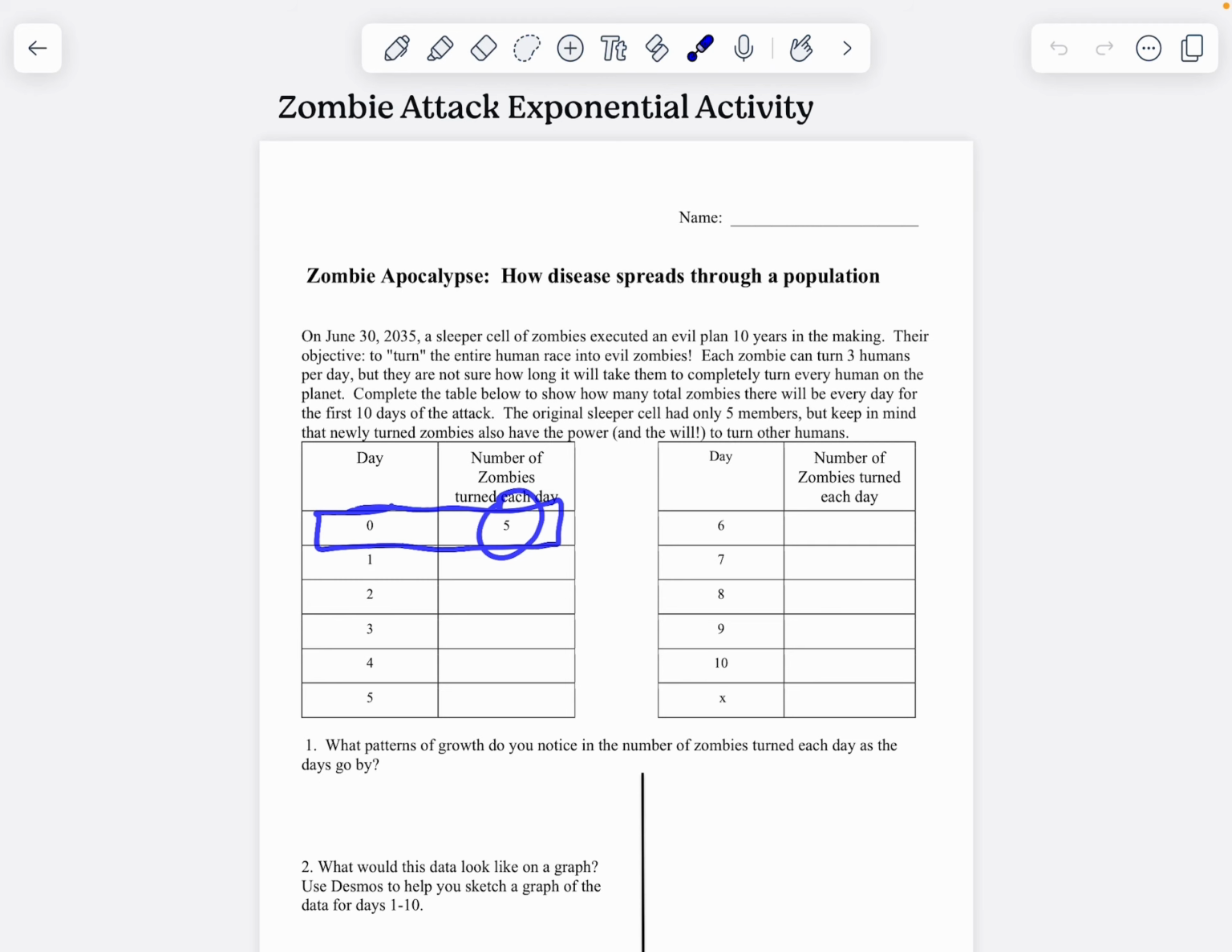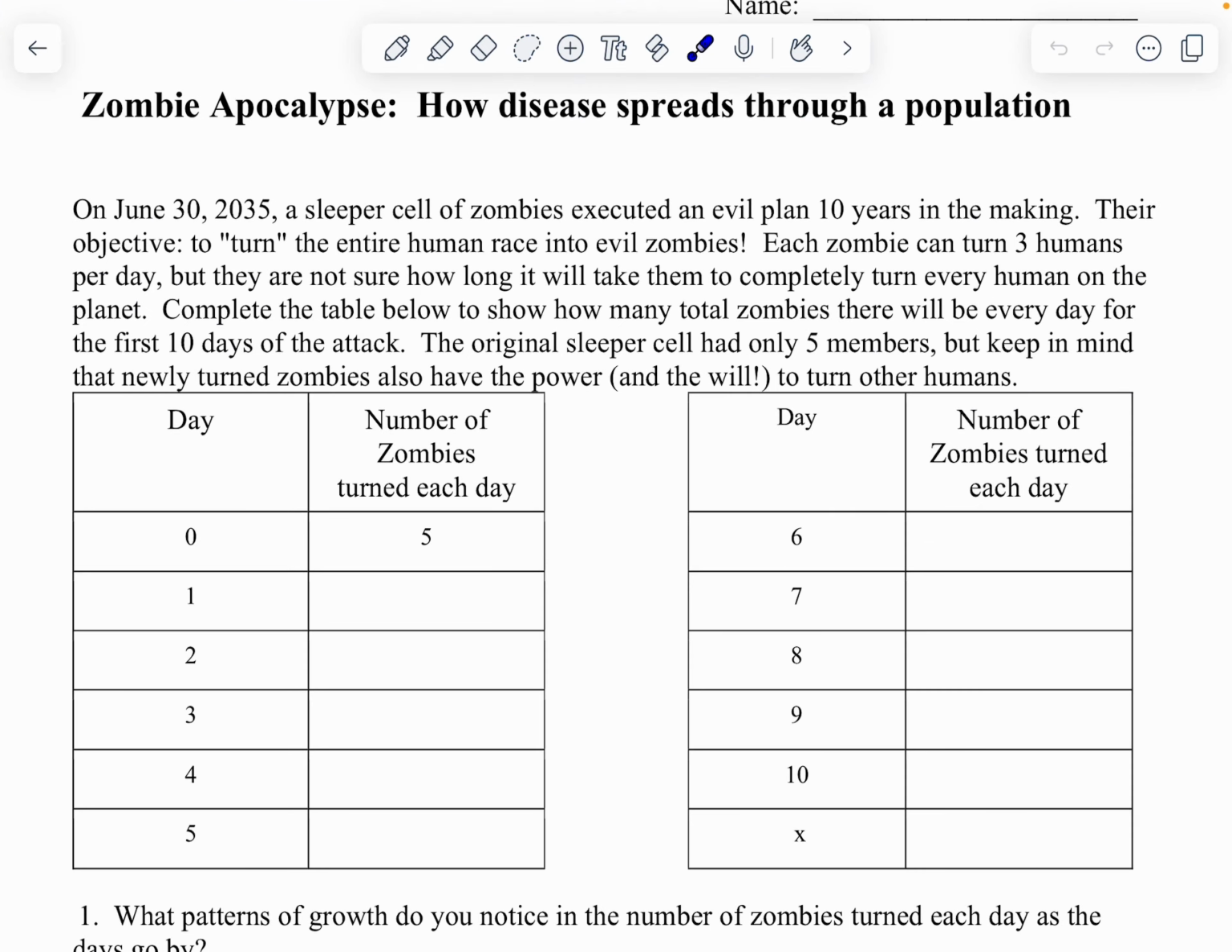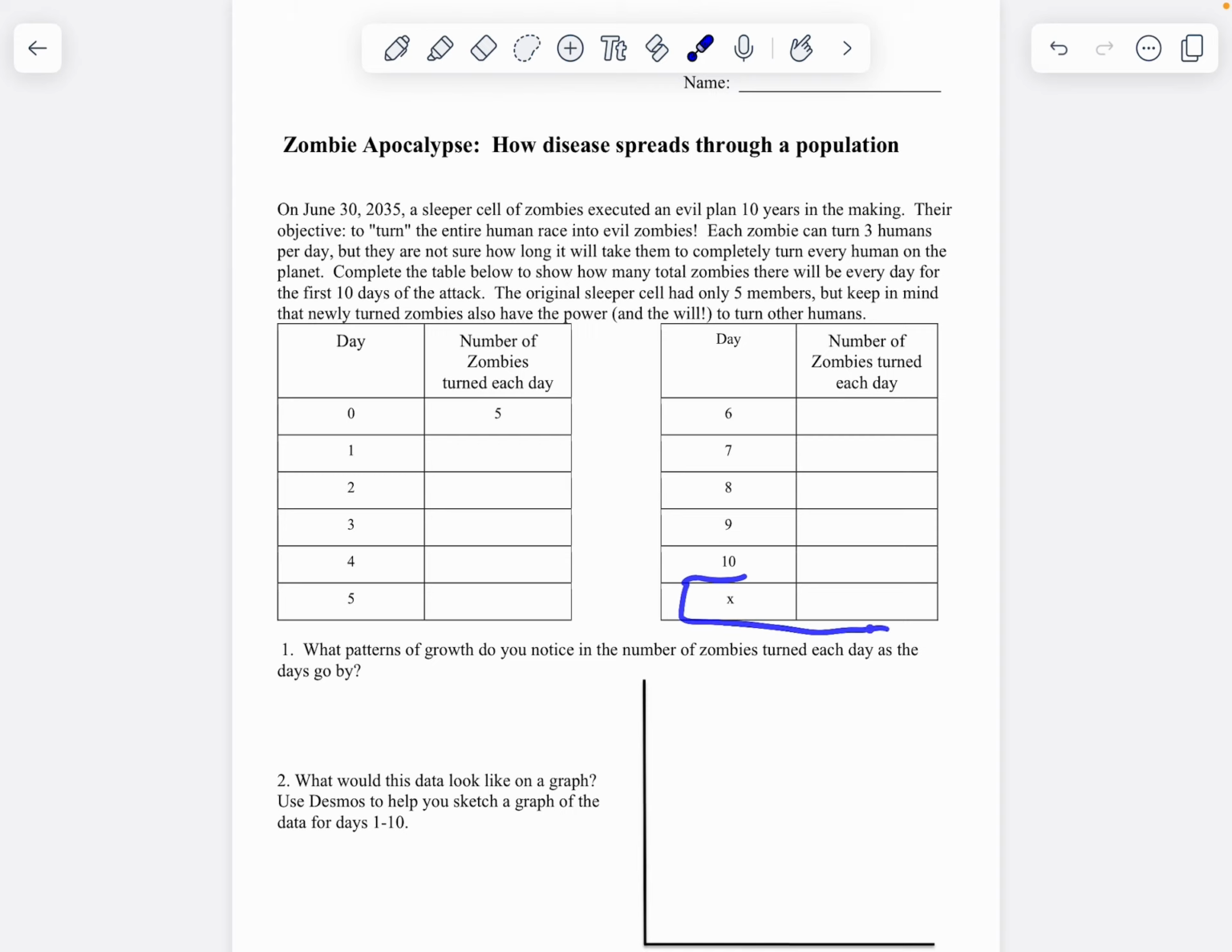Each zombie can turn 3 humans per day. So each of these 5, you have 1, 2, 3, 4, 5. They can get an additional 3 people to join their sleeper cell of zombies every single day. So that's just a multiplier of 3. If all 5 of them can get 3 additional people, they're going to have 15 after 1 day. Well, then what are they going to have after the next day? You're going to multiply by another 3, and then again, and we're looking about 10 days out. Once you hit X, you should be able to write an equation that models this.